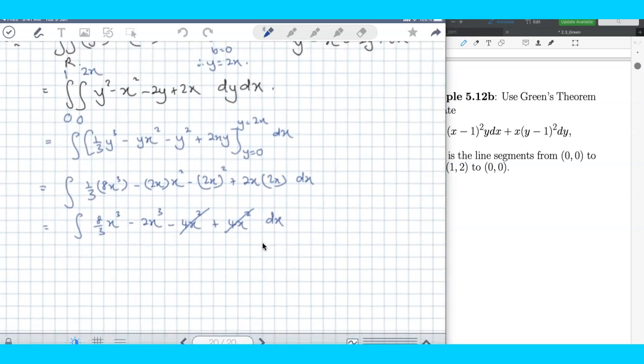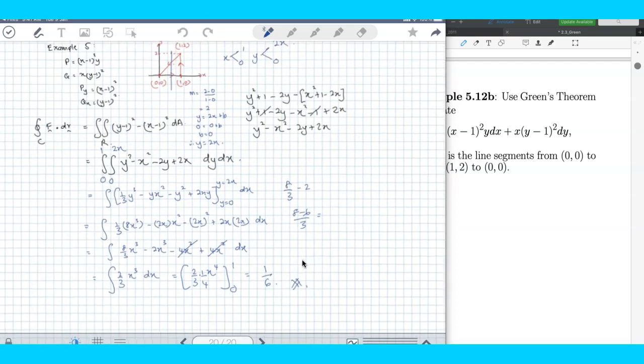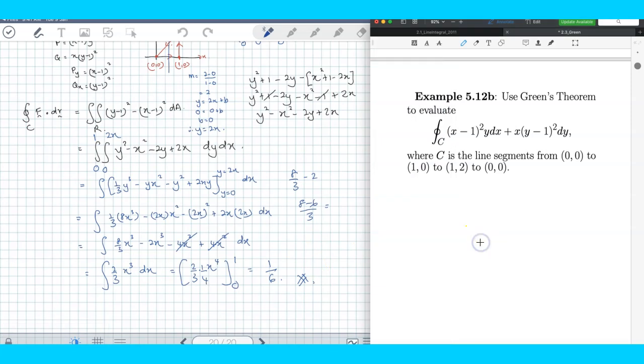Am I correct? Just check it first. Replace y with 2x: x squared minus y squared plus 2xy. So this becomes 8 over 3 x cubed, minus 2x cubed, minus 4x squared plus 4x squared. So this one cancels out, and only this remains. When we simplify, we get 2 over 3 x cubed. And then when we integrate with respect to x, we get x to the fourth over 4, and after simplifying you get 1 over 6. So that is your line integral result using Green's theorem.